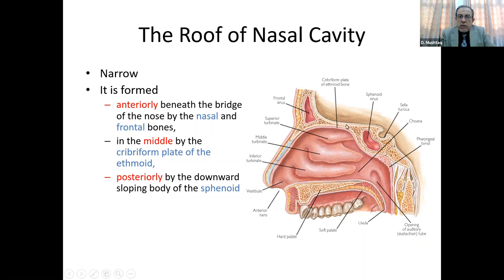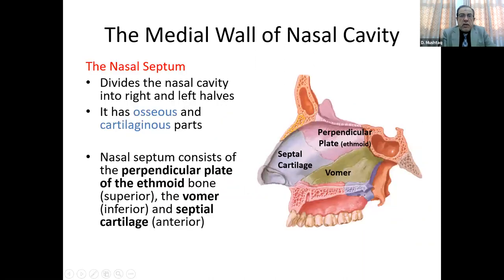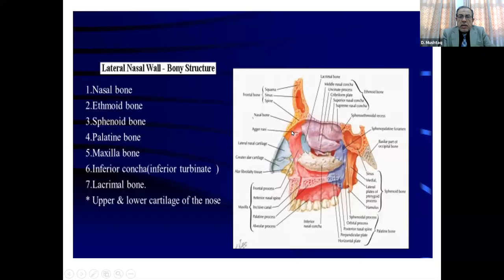the slope of the sphenoid bone. The medial wall of the nasal cavity is formed by the nasal septum, cartilage. The nasal septum consists of a bony part and a cartilaginous part. The bony part is formed by the perpendicular plate of the ethmoid, formed by the nasal bone.